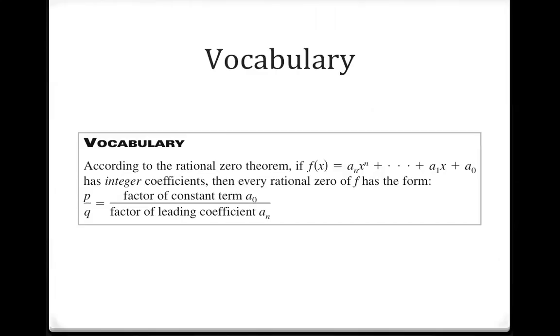then every rational zero of f has the form p over q, where p has to be a factor from the constant term, a sub 0, and q has to be a factor from the leading coefficient, a sub n. So if you have a polynomial and you can find the zeros of that polynomial, they always have to fit this criteria. P over Q, where P is a factor from the constant and Q is a factor from the leading coefficient.